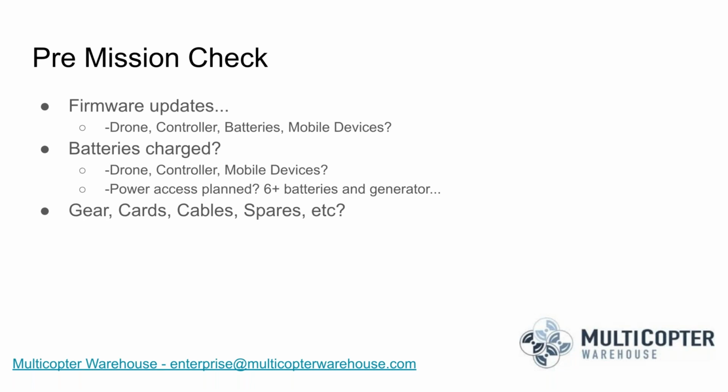I've been caught a few times where I go out to do a mission, and as I fire things up, all of a sudden I find that my geofencing information needs updating or the firmware on one of my components is out of sync. So I always try to do a quick check of everything the night before to make sure that my drone, controller, all my batteries, and any mobile devices I might be using are all up to date with the most current firmware versions. And also, you want to make sure your batteries are charged, both the drone batteries, the batteries on your controller, and of course your mobile devices.